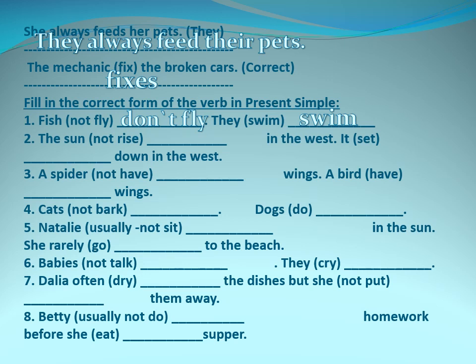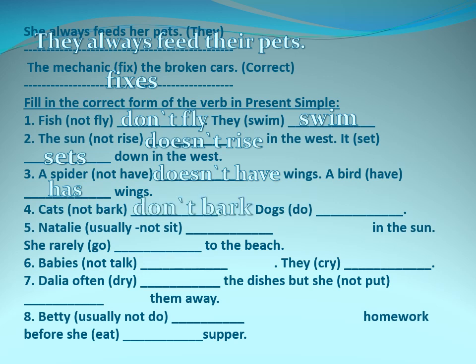Okay. The sun not rise in the west. It's a fact. So I'll say the sun is only one. I'll say doesn't rise. It sets in the west. Okay. A spider, it's only one, so doesn't have wings. A bird has. The form of verb to have with the singular is has. Cats, more than one, don't bark. Dogs do, as it is, because it's plural.